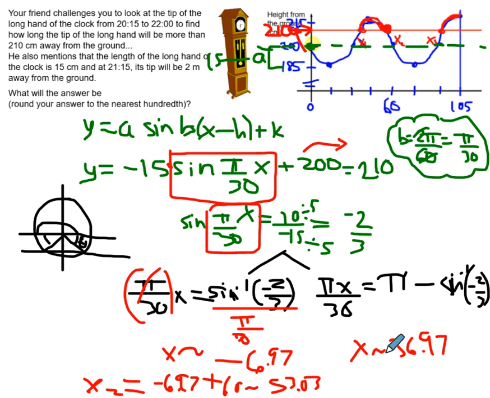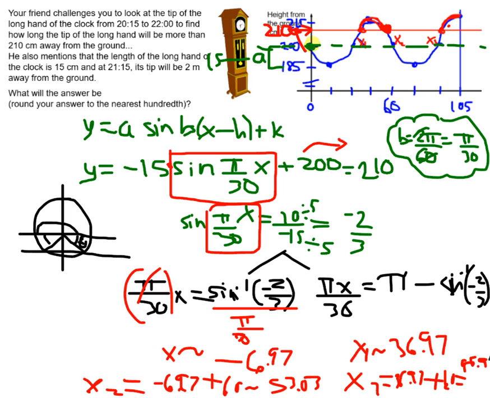The other one we found, x is about 36.97. That's what I can call x1. If you look on the graph, we can see that's x1. And how do we find the next one, x3? X3 is going to be equal to 36.97 plus our period of 60. So you're going to find 96.93. Sorry for my writing, my mouse.